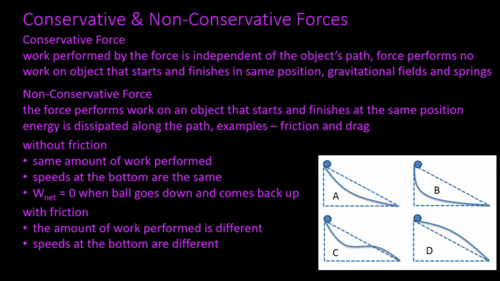I suspect that in these 4 cases, the ball at the bottom of ramp C is going to have the slowest speed. Finally, if we take the ball from the bottom of the ramp and have it go back up to the top of the ramp, we're going to find that there was work performed to have the ball go down and back up, because we are dissipating energy because of the friction force both going down and back up the path. Let's move on and explore the relationship between conservative forces and potential energy.